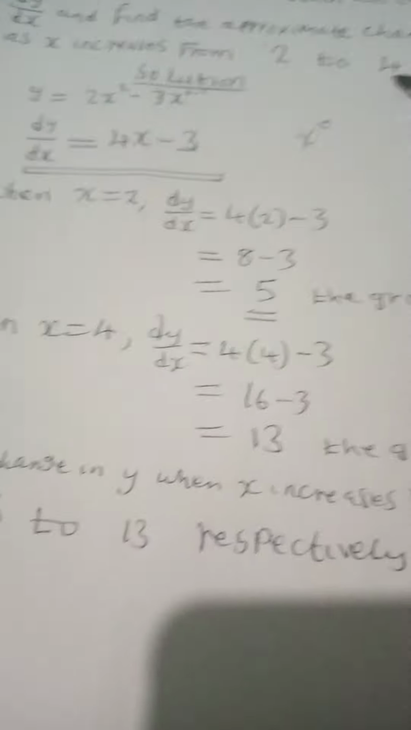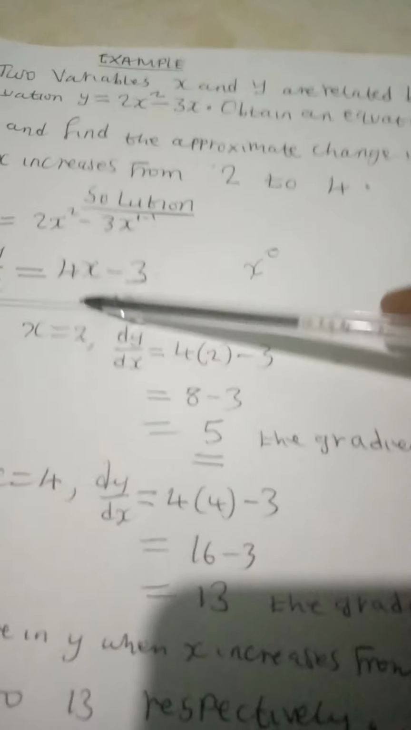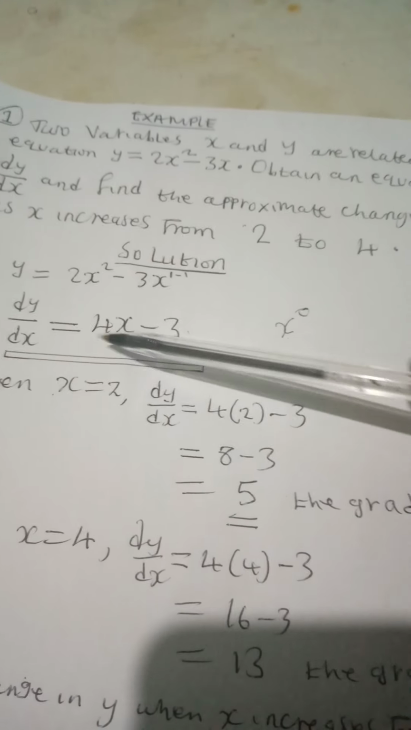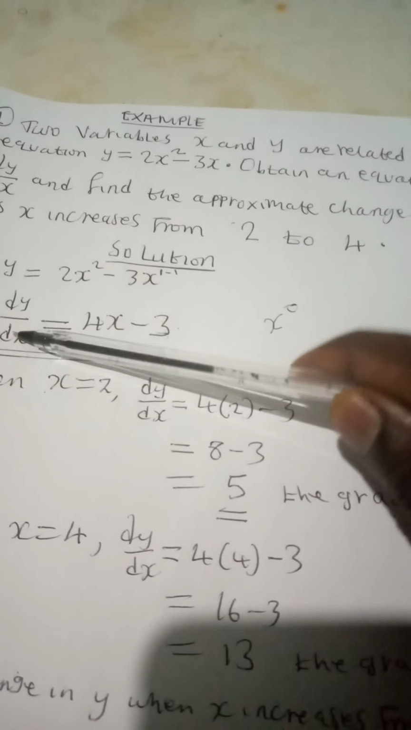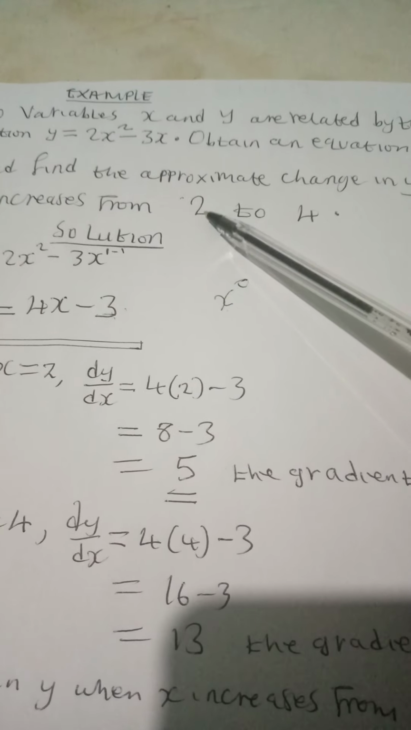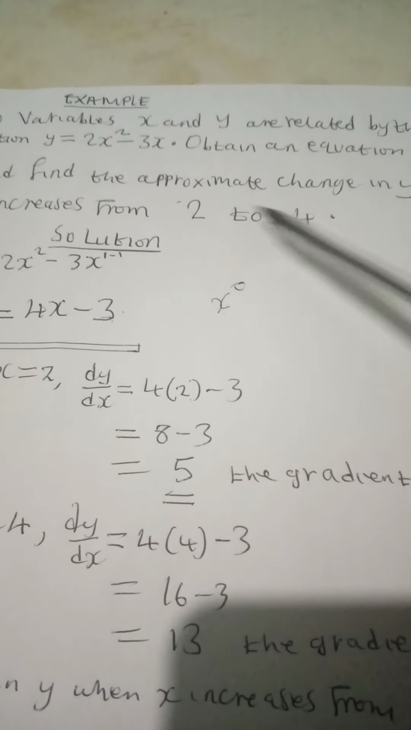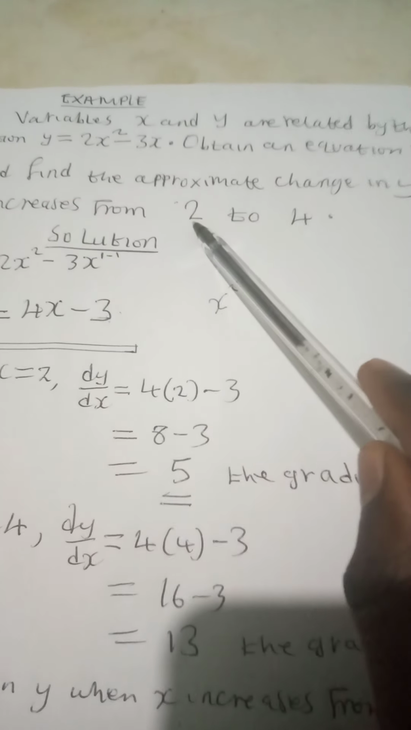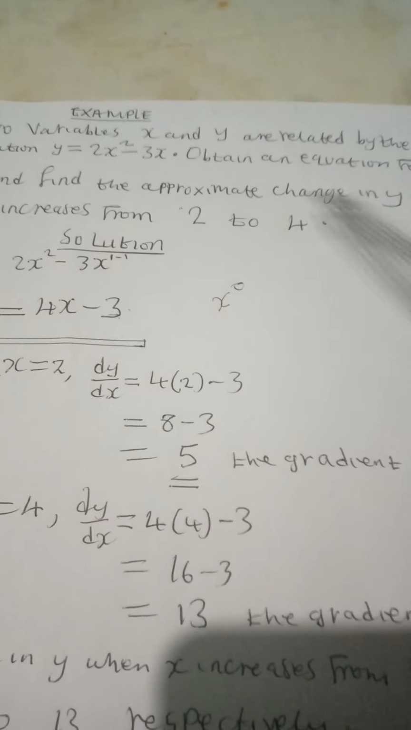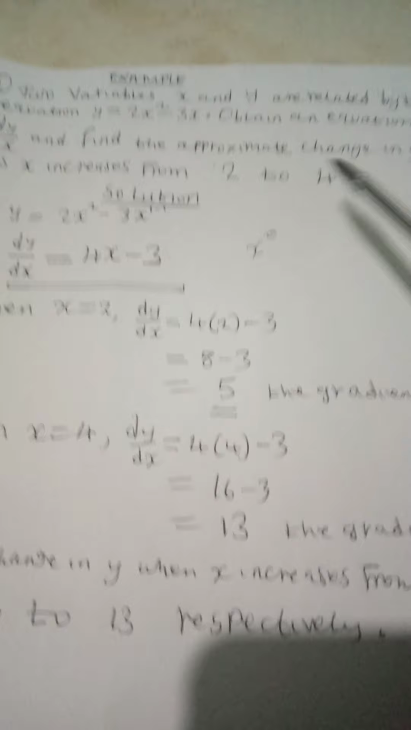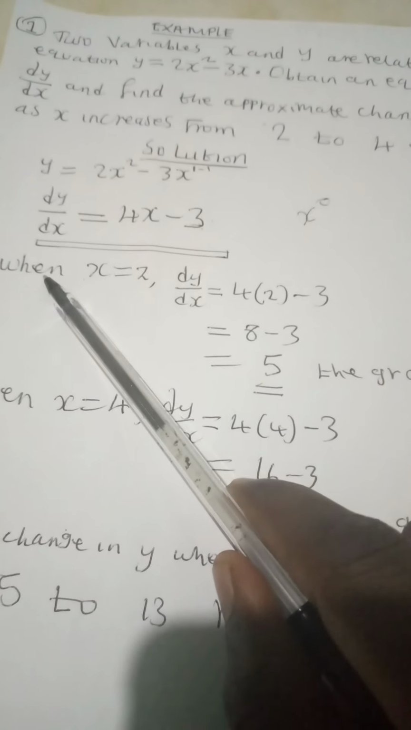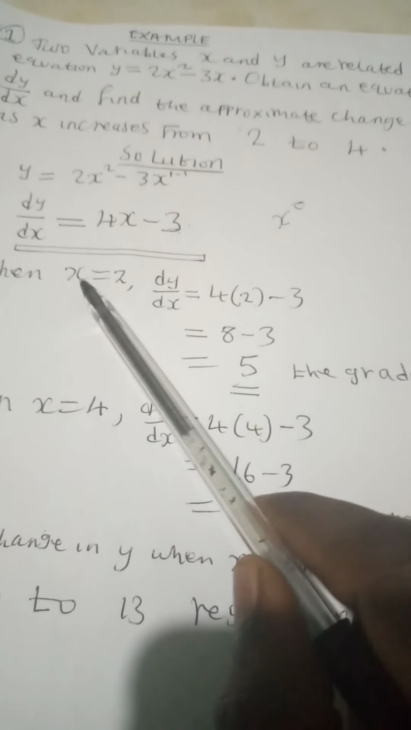So what we do is, using our dy/dx, or our gradient function. I said dy/dx is also called the gradient function. So we are given the two values of x. The first value of x is 2 and the other value is 4. See to it that x is increasing from 2 to 4. For us to get the approximate change in y as x increases from 2 to 4, we have to say, what will be the value of the gradient, the value of dy/dx when x is 2?